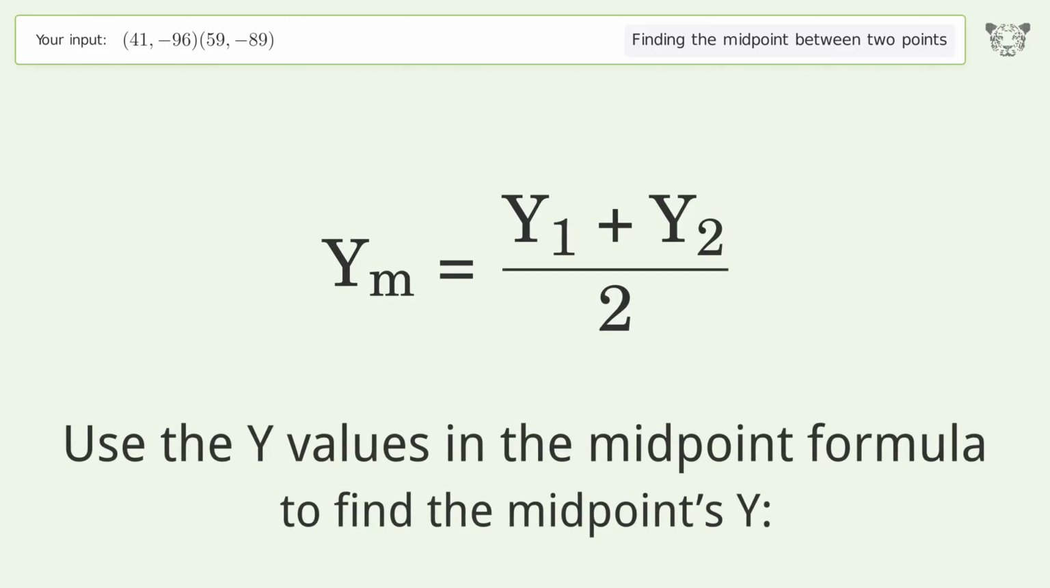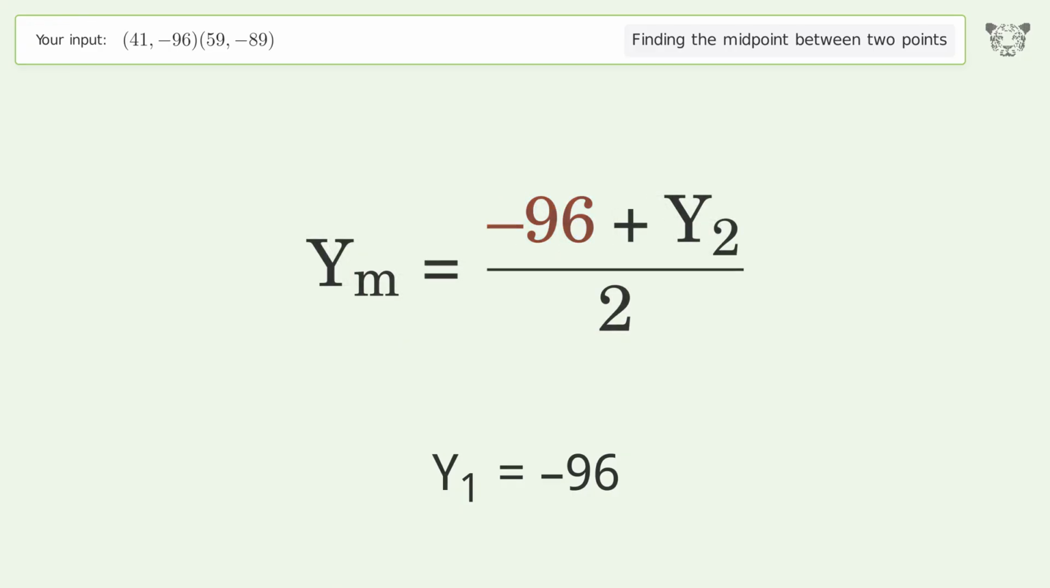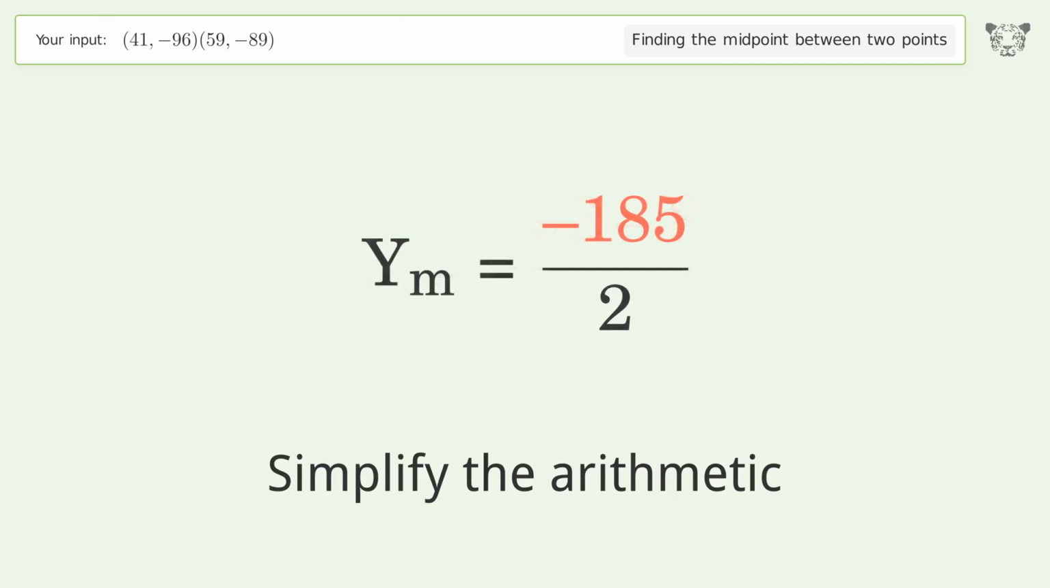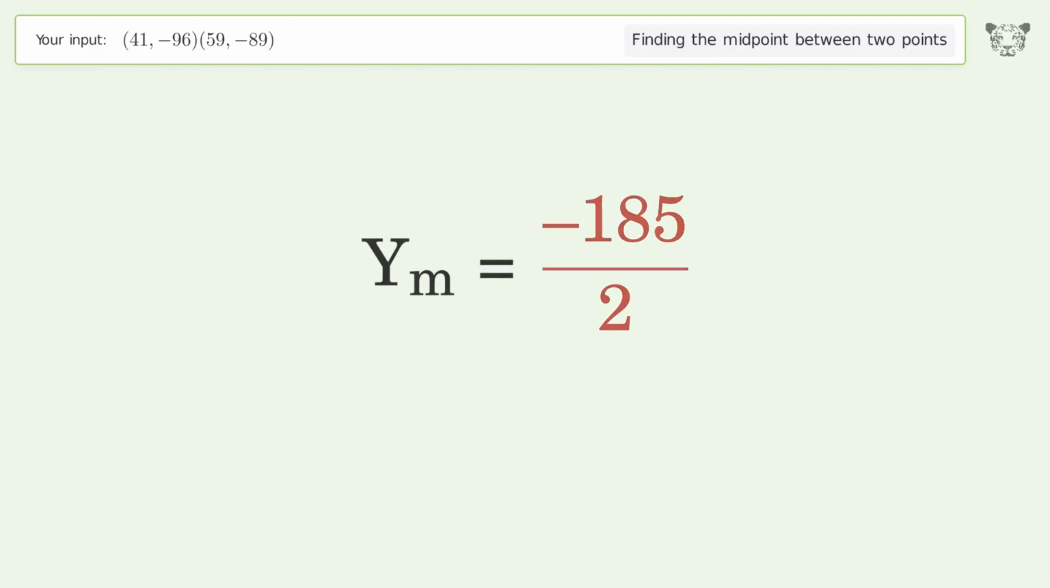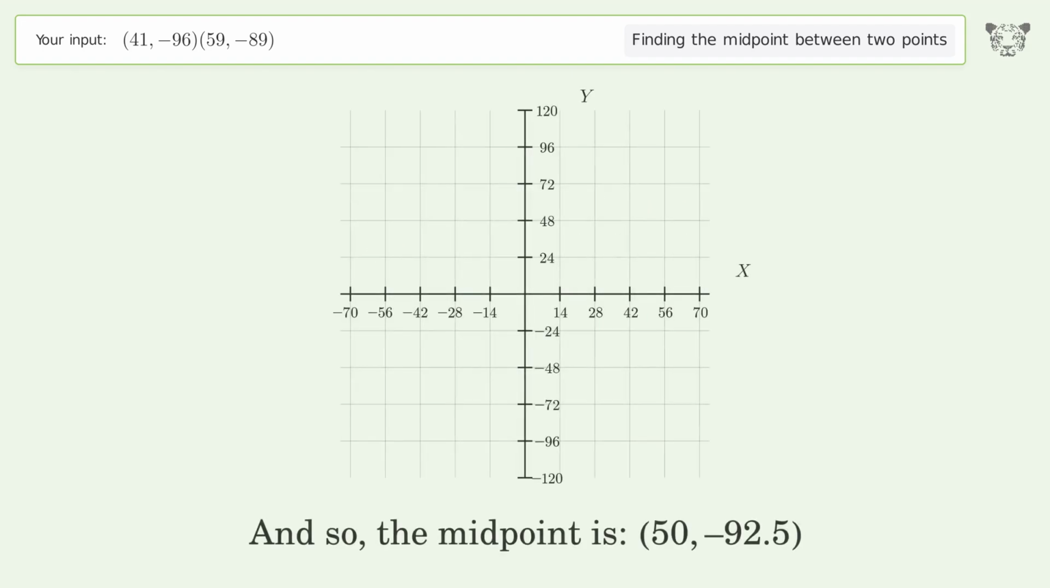Use the y values in the midpoint formula to find the midpoint's y. y1 equals negative 96. y2 equals negative 89. Simplify the arithmetic. And so, the midpoint is 50, negative 92.5.